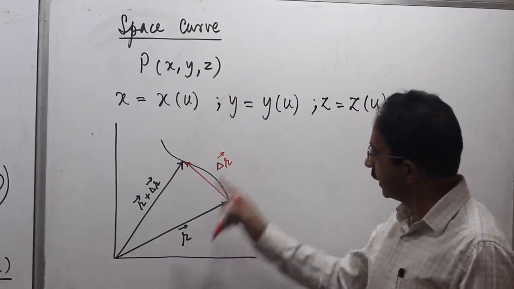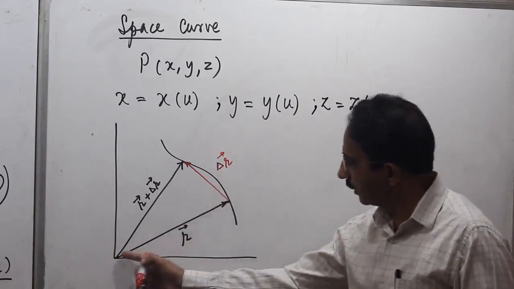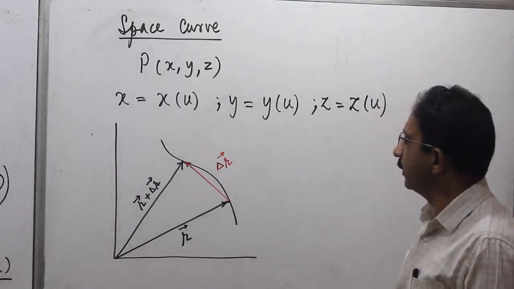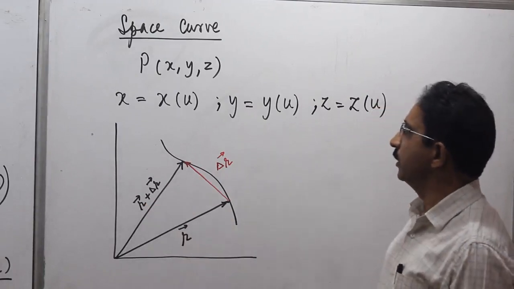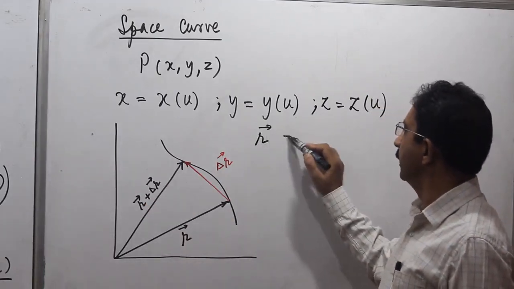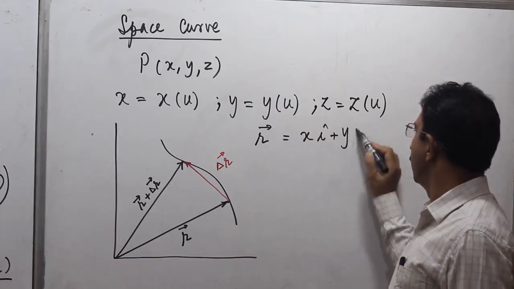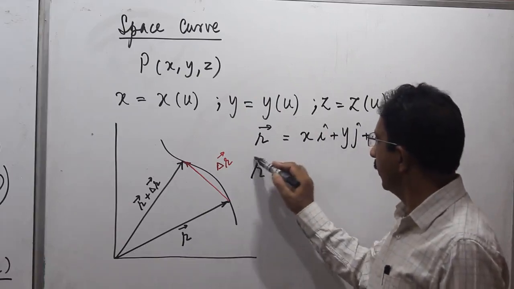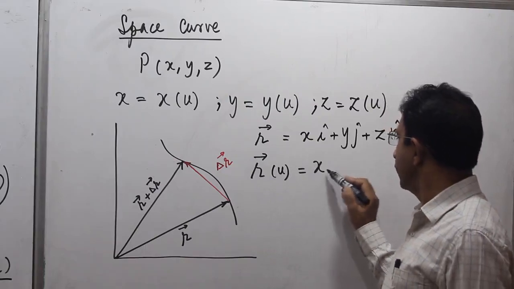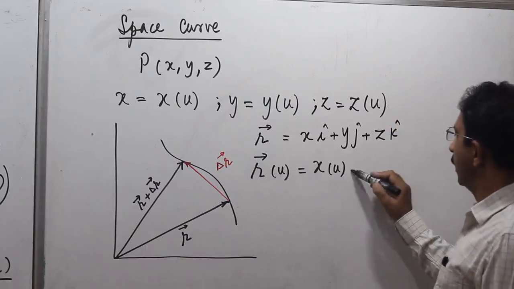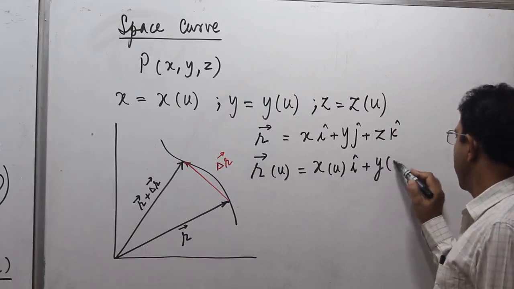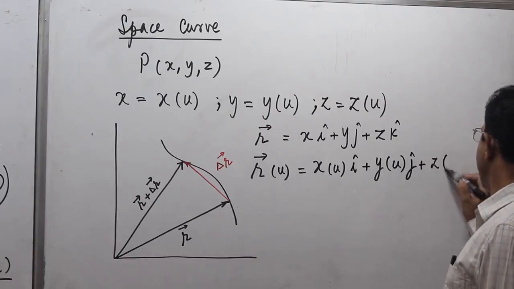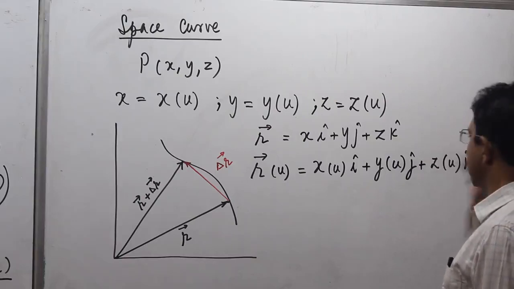So r plus delta r, that means two sides in the same order would be given by the third side taken in the opposite order. Now thinking of the value of r, we think of r as xi cap plus yj cap plus zk cap. And if we now consider r a function of u, I can write it as x as a function of u multiplied to i cap plus y as a function of u multiplied to j cap, and z as a function of u multiplied to k cap.